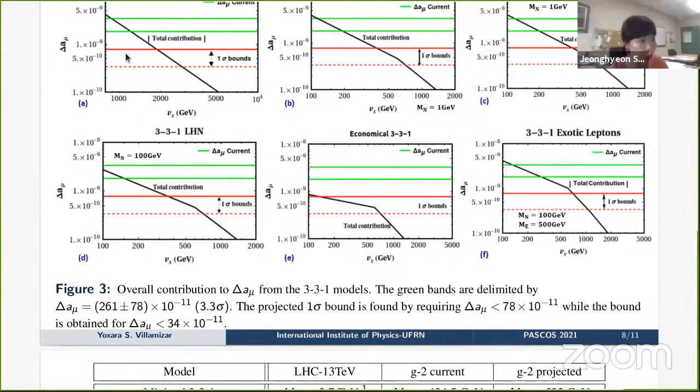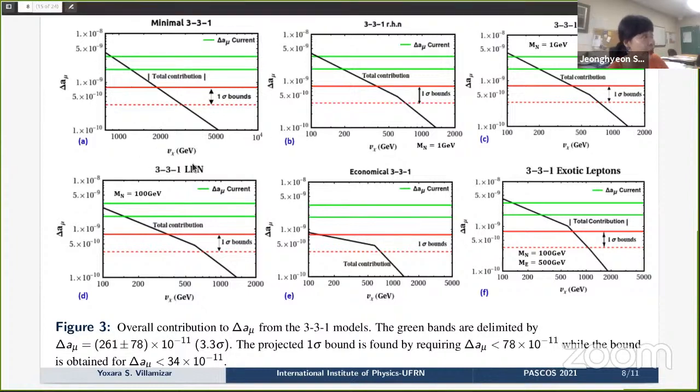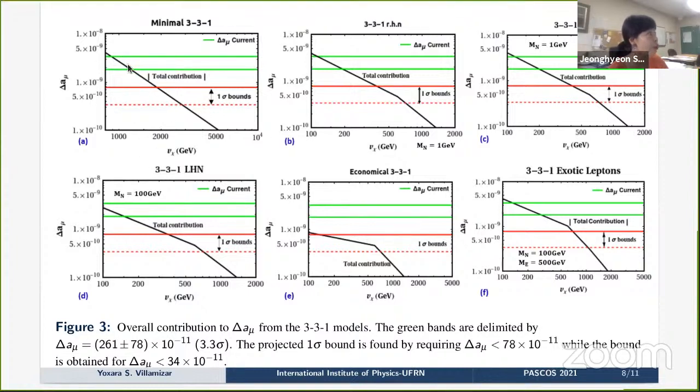Okay, so my question is, let's look at the first one, minimal 331. Actually there are 2 green lines, right? So you can explain this muon g-2 when your V chi is about 1 TeV, right? 1 TeV, yes. Here the contribution corresponds to the value.